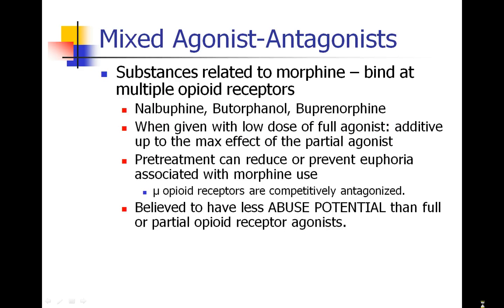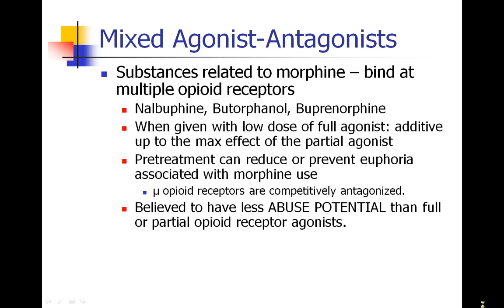Now we're moving on from our strong agonists and partial agonists to mixed agonist-antagonists. This is a little bit more complicated. These are substances that are still opioids. They're related to morphine, but they bind at multiple opioid receptors in different ways. Some of the classic examples are nalbuphine, butorphanol, and buprenorphine.